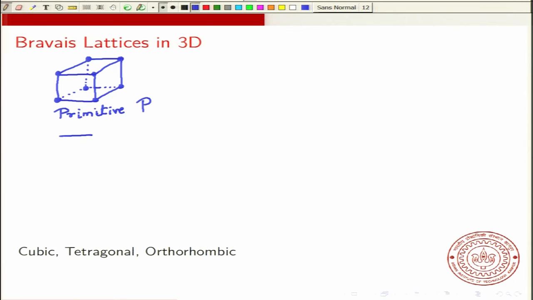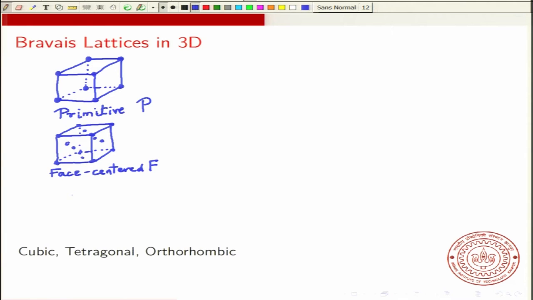Then you can have a face centered cubic unit cell, where you have all the atoms which are there in the primitive, and in addition you have atoms at the face centers. At each of the face centers there is, I should emphasize, points, not atoms. So, you have points at the corners of the cube and at the face centers of the cube, and this corresponds to a face centered lattice, for which we use the symbol F.